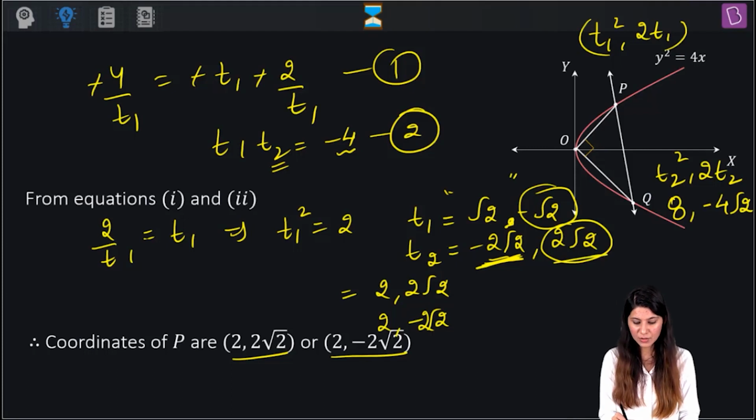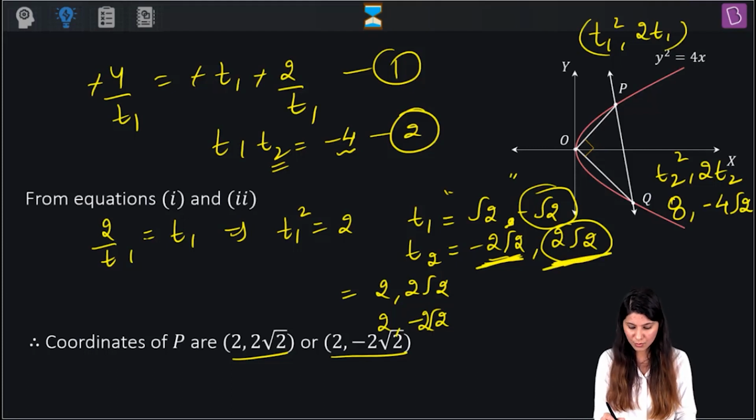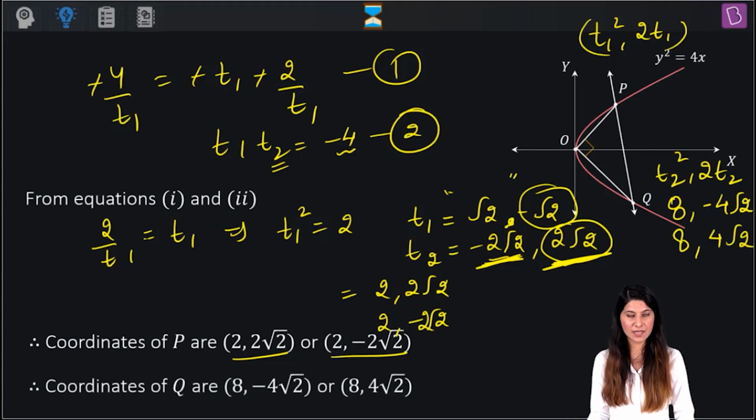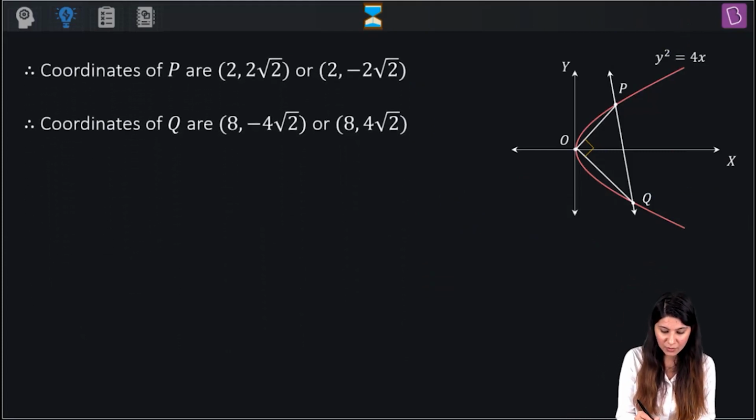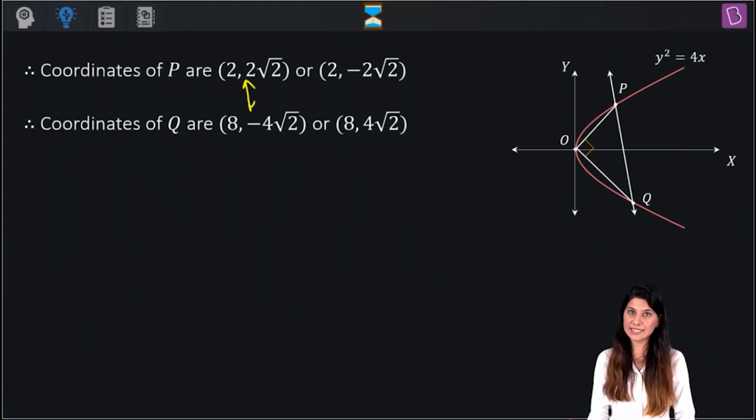And if you substitute t2 equals 2 root 2, what would you get? 8 comma 4 root 2. So the coordinates of Q would be this. Now you are interested in the length of PQ. So for that we need to substitute the values in the distance formula.